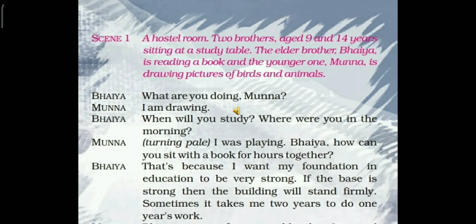Okay, so this is the first page. This is the half portion of the first page of this chapter. And at the very beginning, there is scene 1. Now students, I have already told you that this chapter has been divided into 3 scenes, and today we are going to discuss the first one. So in the first scene, what you can see is a hostel room. Now what is a hostel room?